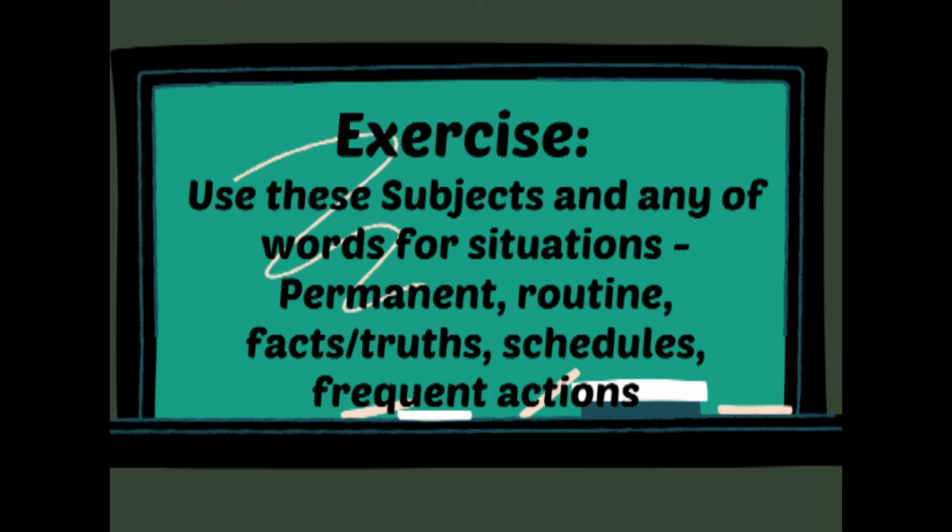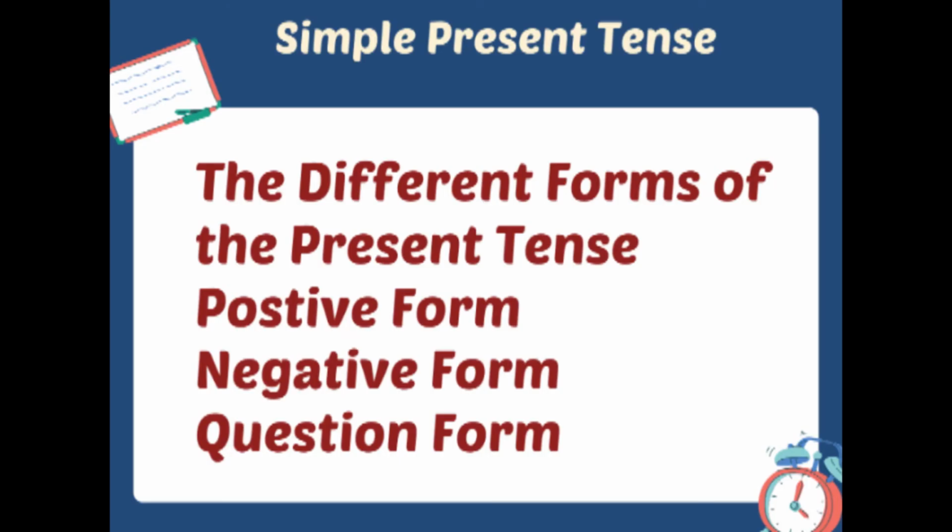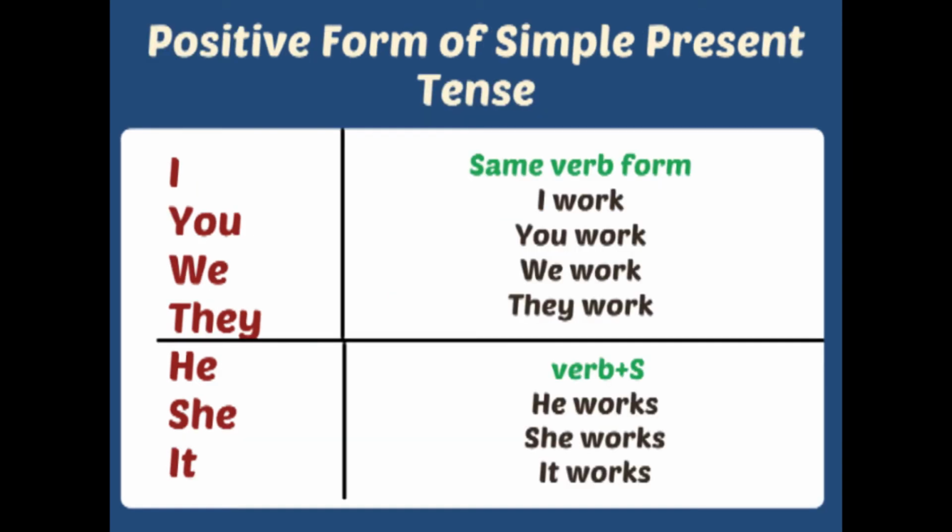Now another important thing that you are going to learn, children, is how the present tense has different forms. How do we form that? You see there, positive, negative, question form. So positive form, negative form and question form. The positive form first. See the positive form. Here also we keep the subjects in the same order so that it's easy for you to learn the rules.